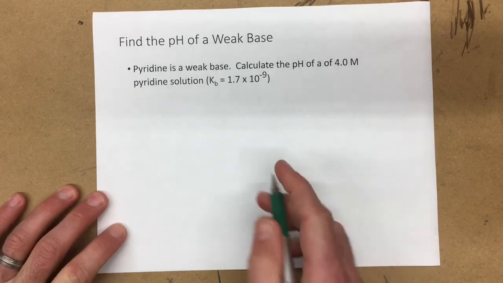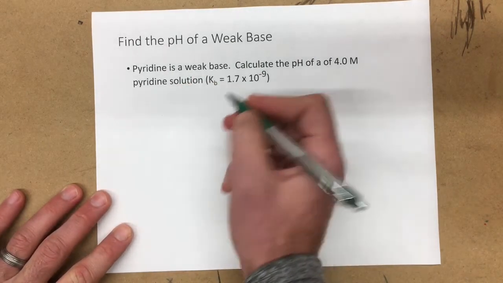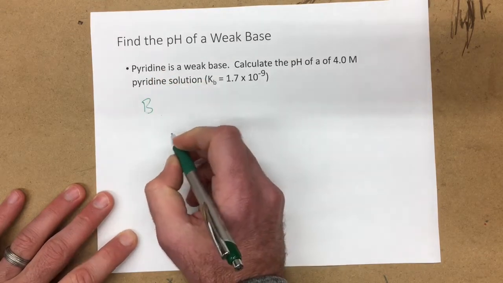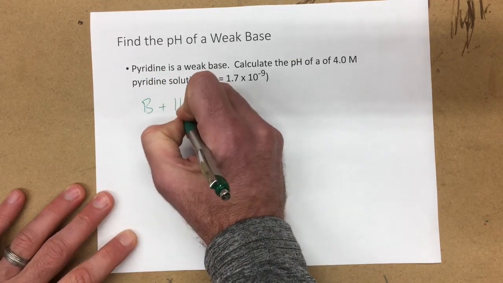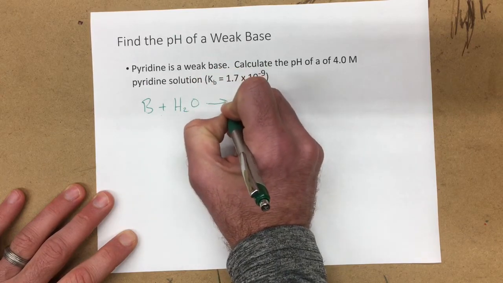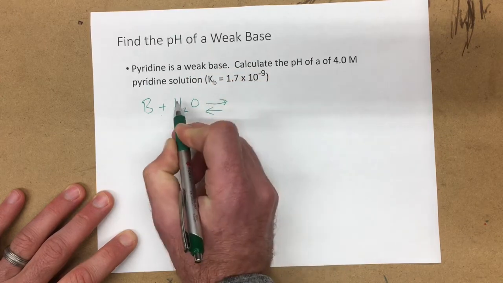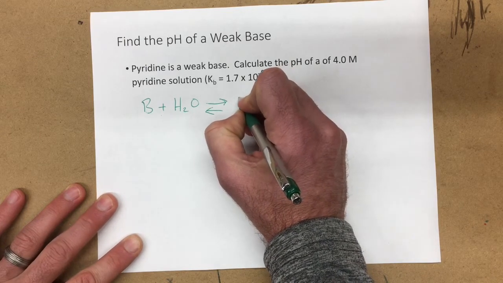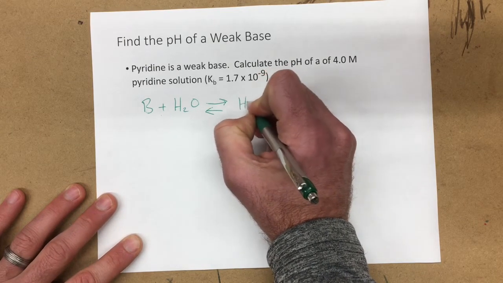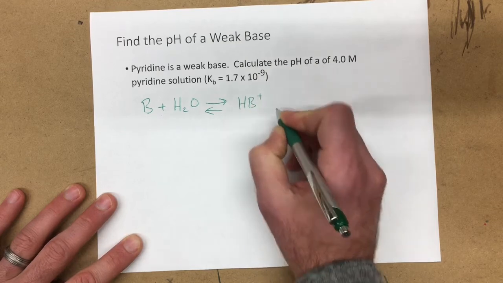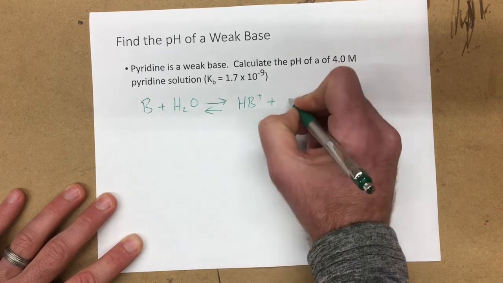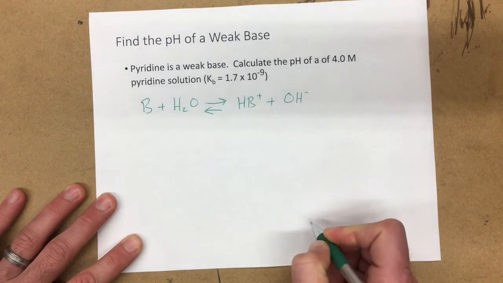Okay, so for our base, if we know the formula, we can write it out. If we don't need it, we can just write B for any generic base. And so that reacts with water, taking a hydrogen away from the water, to make HB+, which is going to be your conjugate acid. And then the water, after it loses the proton, is going to be hydroxide.